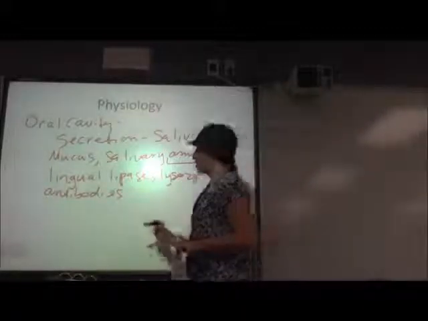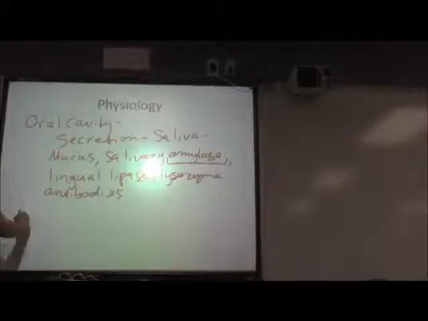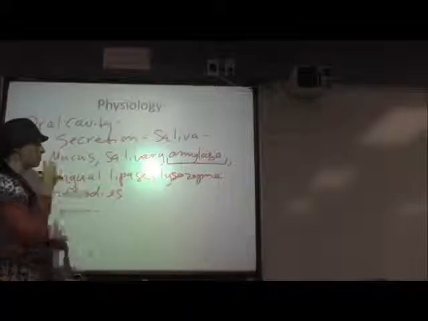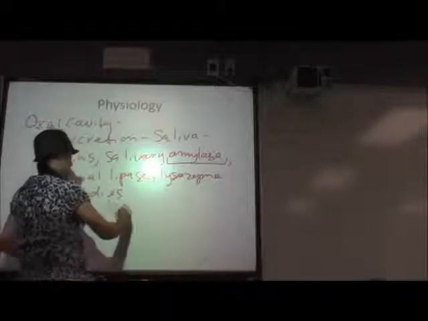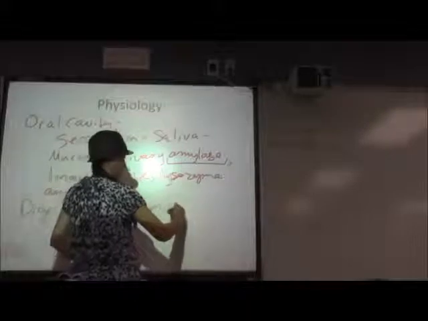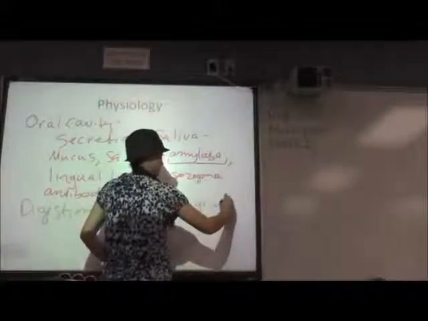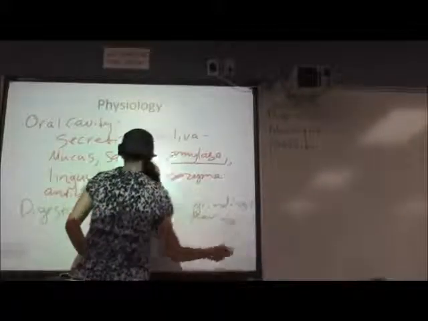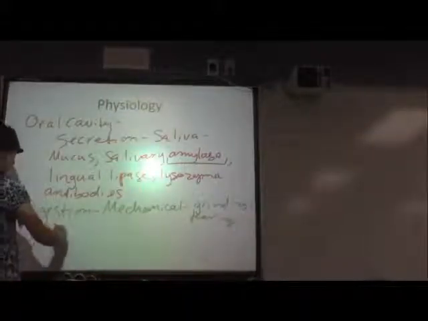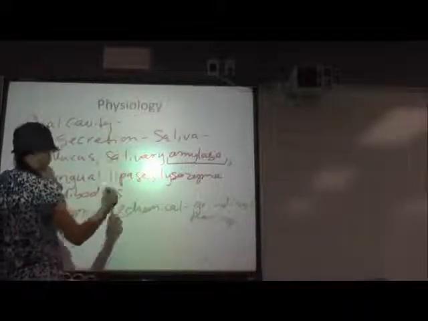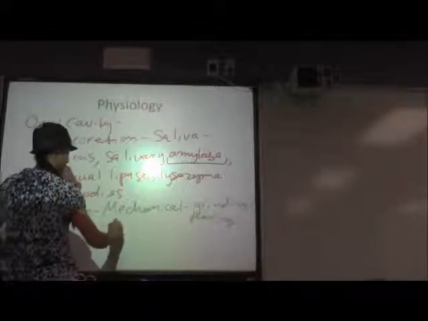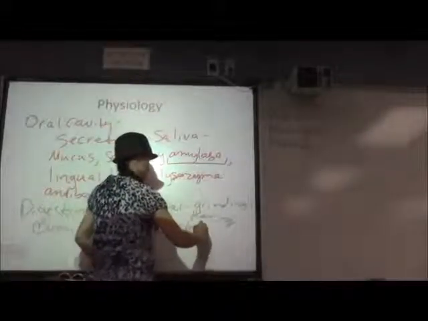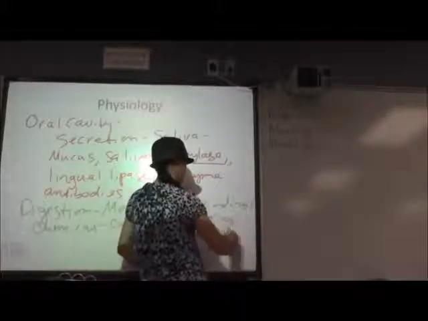As far as digestion goes, we're going to start our mechanical digestion with our grinding and tearing of food. So we can say there's some mechanical digestion with grinding and tearing. As far as chemical digestion goes, the only real digestion that's going to happen is with our carbohydrates because of salivary amylase. So we'll say we begin carbohydrate digestion in the mouth as well.